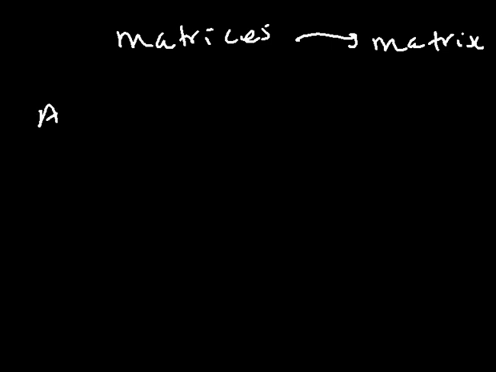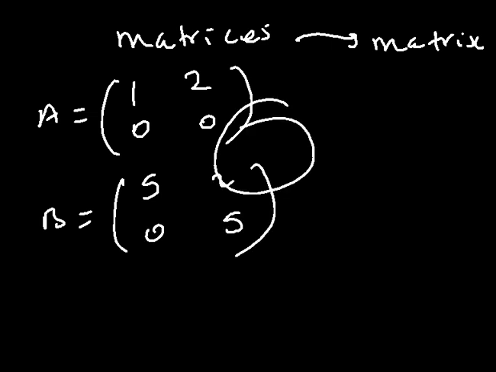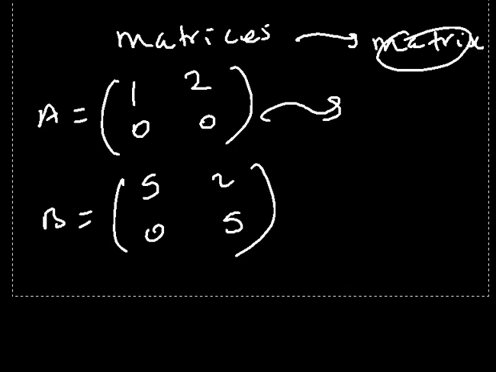And let's say if we have the matrix A, we can have 1, 0, 2, 0, and let's say the matrix B, we can have, let's say, 5, 0, 2, 5. So the collection of these forms what we call the matrices, and the single ordered collection and single presentation, that is the matrix. So keep that in mind. That's how you have to understand the matrix and the matrices.